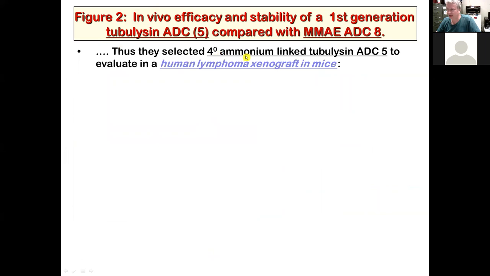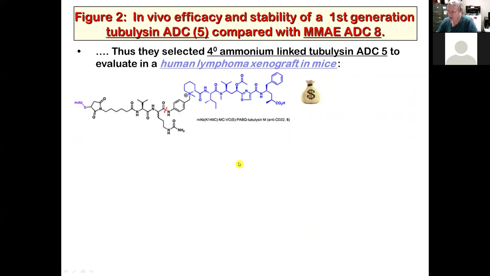Thus, they selected this quaternary ammonium linked tubulysin ADC5 to evaluate in a human lymphoma xenograft in mice. So what does that mean? They're basically injecting lymphoma cells into a mouse for the sake of seeing, can we kill those lymphoma cells? That's a xenograft, right? So they're injecting human cancer cells into a mouse, which is called a xenograft. Okay, so there it is. There's their moneymaker, compound five. It cleaves again to make the tertiary amine.